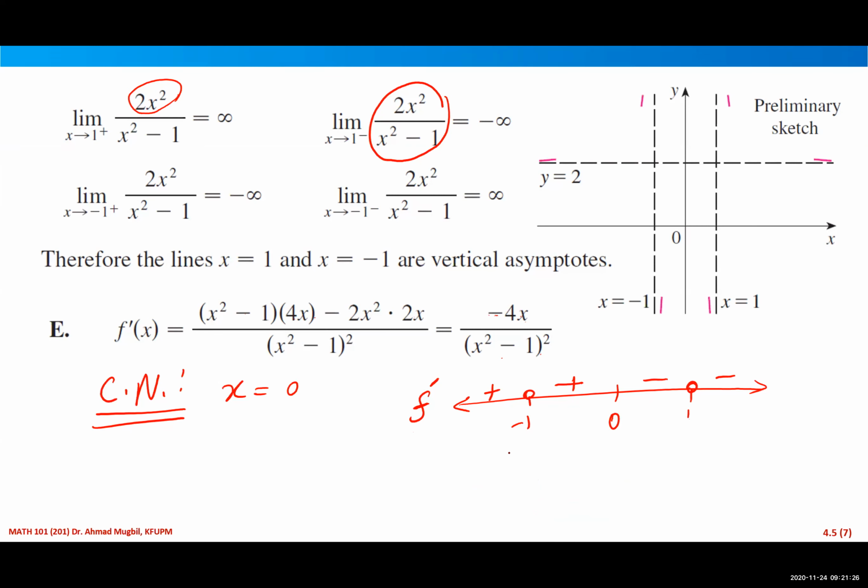We conclude that the function is increasing from negative infinity to 0 without negative 1. Okay? And decreasing from 0 to infinity without 1. Okay? So what is the maximum and the minimum?